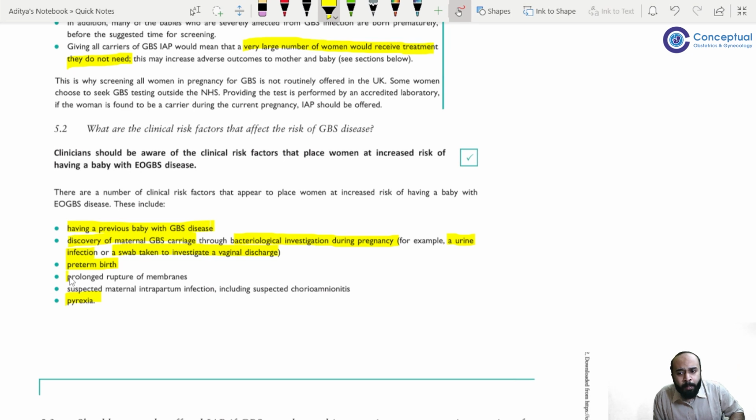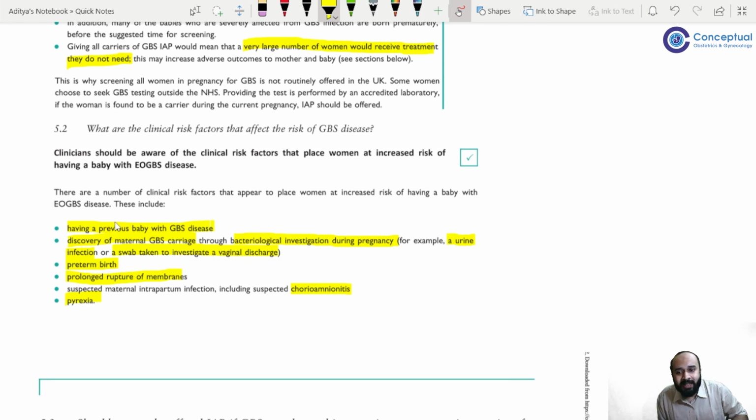Apart from that, prolonged rupture of membranes. If the membranes have ruptured for a long time, the amniotic fluid is just flowing. So the lower vaginal tract, जहाँ पे ये Group B Streptococcus रहता है, remember I mentioned कि genitourinary tract में होता है. So ये जो lower genital tract है, उसमें जो भी बैक्टीरिया था वो अभी ऊपर जा सकता है because the amniotic membrane is broken. It can easily enter and it can lead to chorioamnionitis. So infection of the fetal membranes can occur.